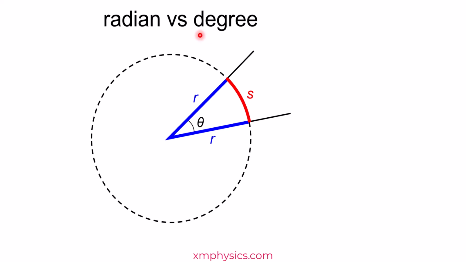Hello, do you know that the SI unit for angle is not the degree? It's the radian. So what's a radian? Let's consider the sector of a circle.